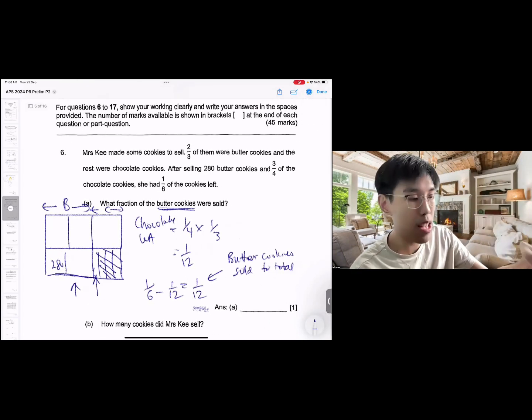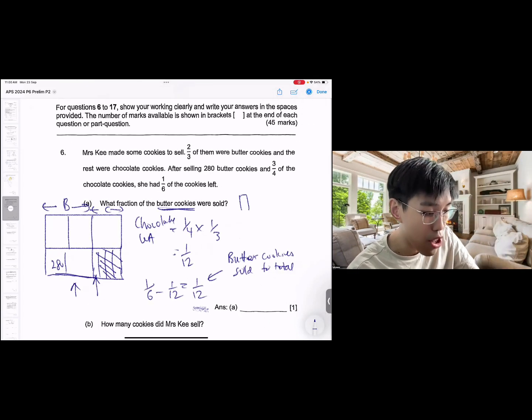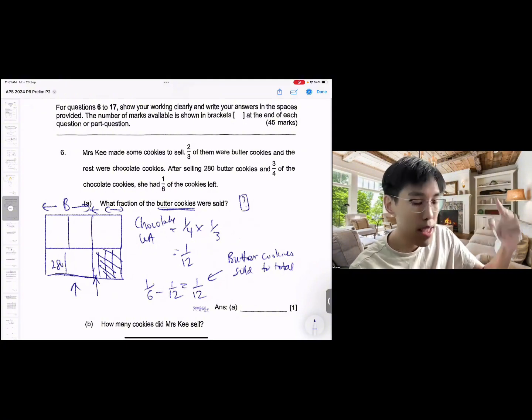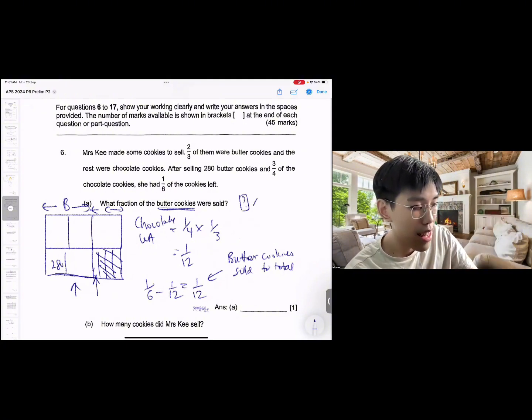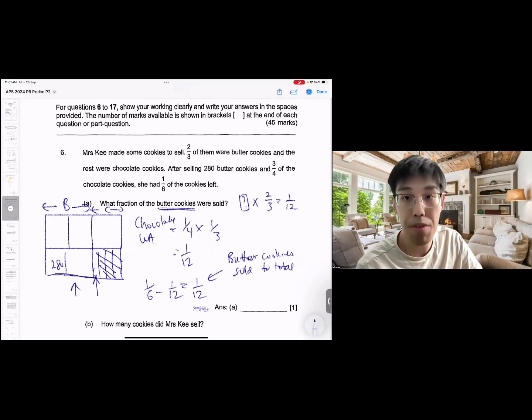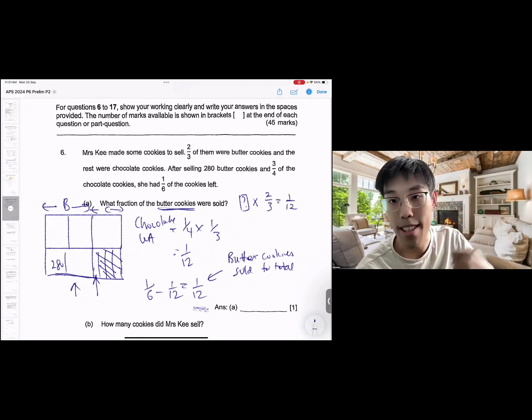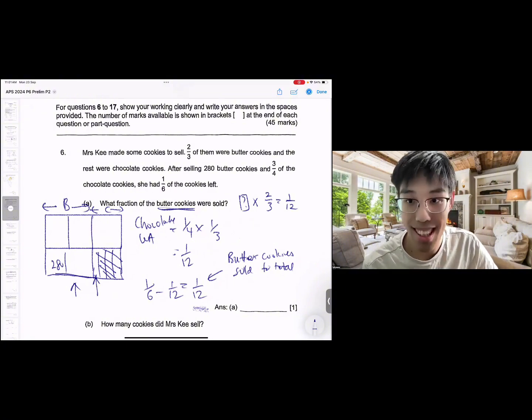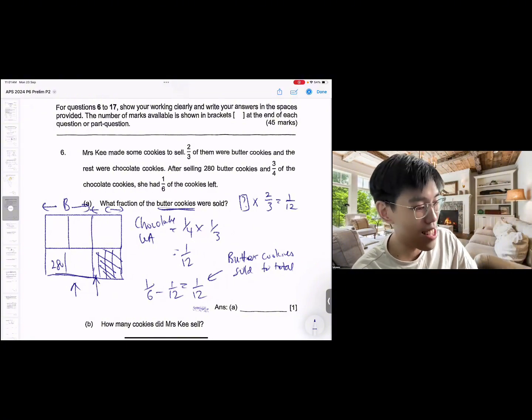That means in our mind, we need to consider some fraction. Okay, this is the thinking process. Some fraction times 2/3 gives me 1/12. So we need to work backwards. What fraction of the butter cookies were sold?